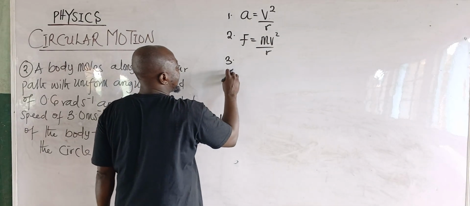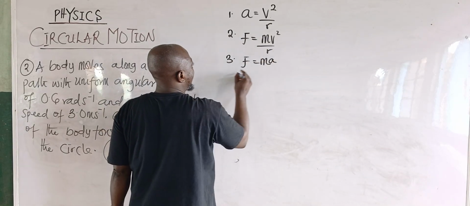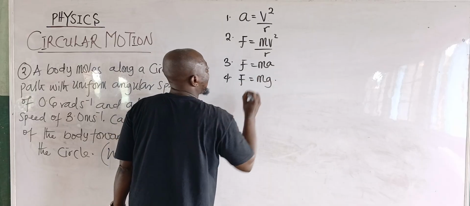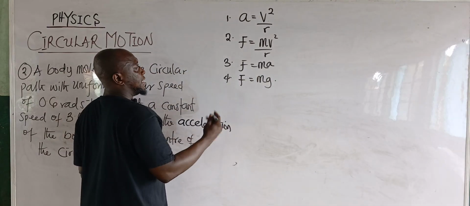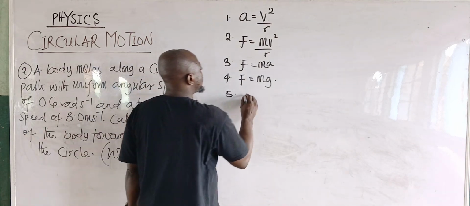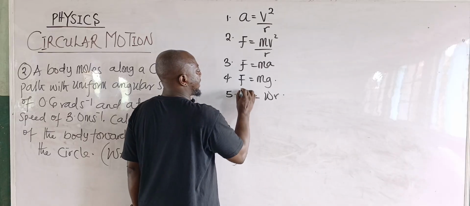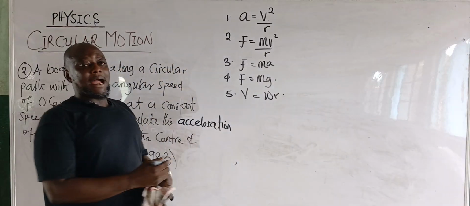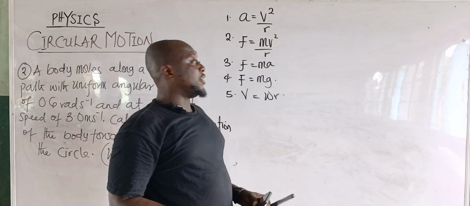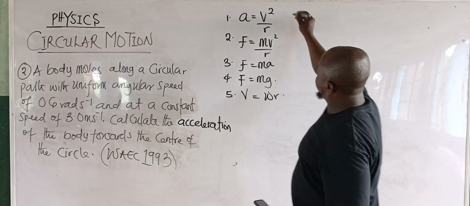Number three, we said that F is equal to MA. As well, if F is equal to MA, we also know that another force can be mg, mass times acceleration due to gravity. Number five, we also note that V is equal to omega R, where omega is my angular speed or velocity, R is my radius, and V is my velocity. So these are what we have to solve the questions on the board.